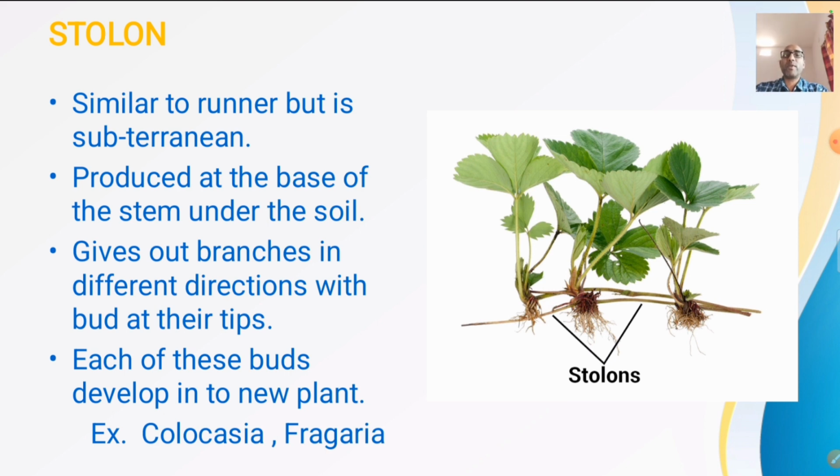It gives out branches in different directions with buds at their tips. Now each of these buds develops into a new plant. Examples are Colocasia and Fragaria.